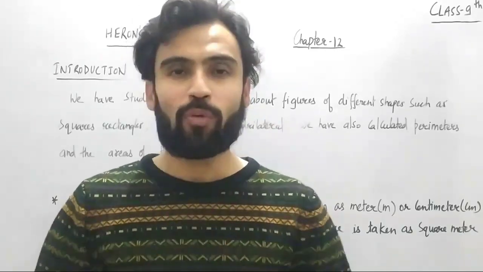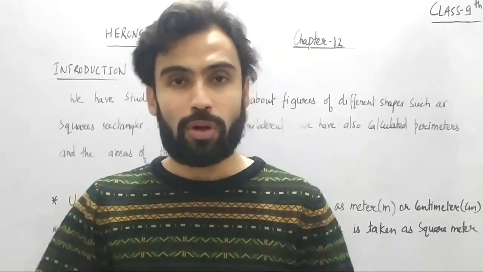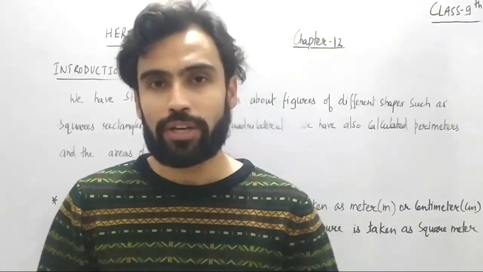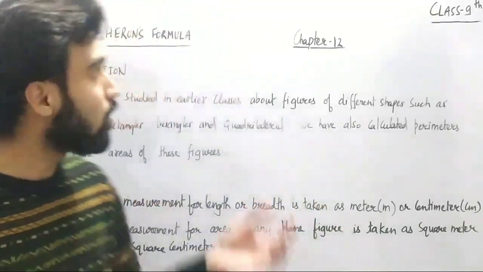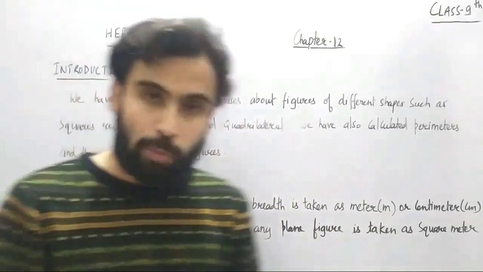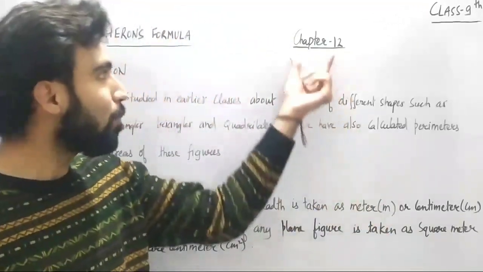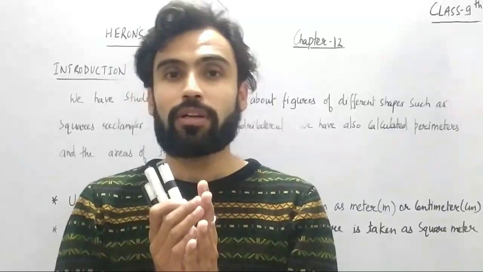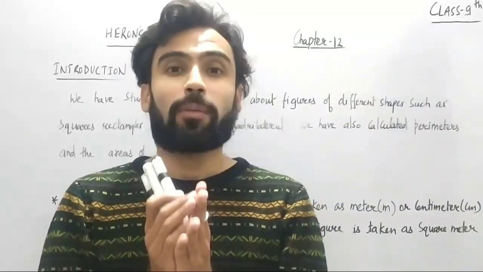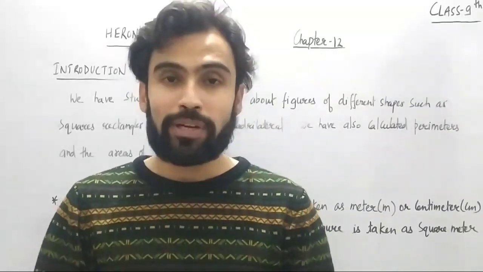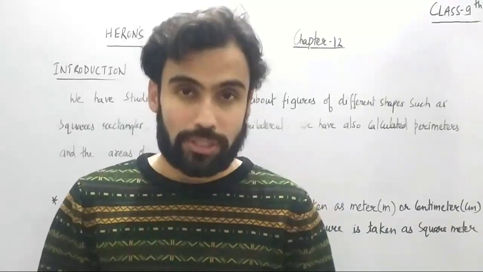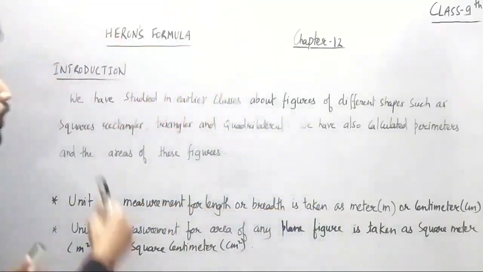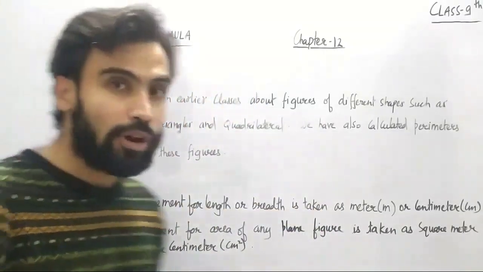Now it's time to move on to the new chapter. So in this video we are going to start a new chapter whose name is, you can see, Heron's formula, right? So here I'm just jumping over to chapter number 12 here. So in this chapter we are going to discuss about the area and perimeter of various figures, right? So let me just start off this chapter with the introduction here.